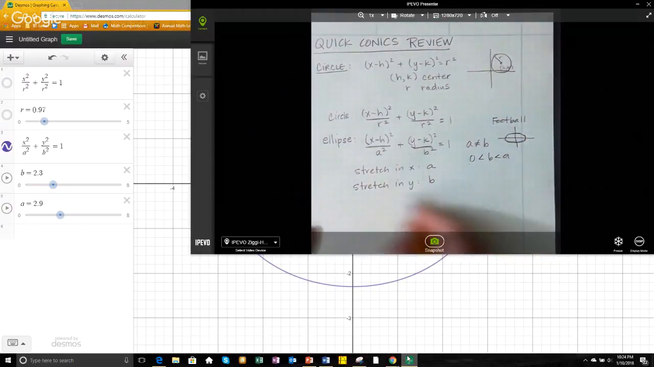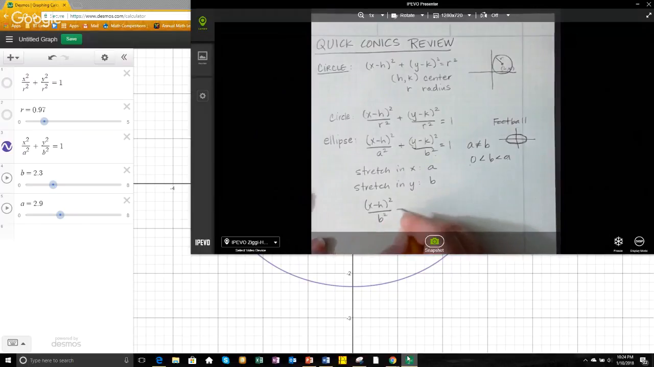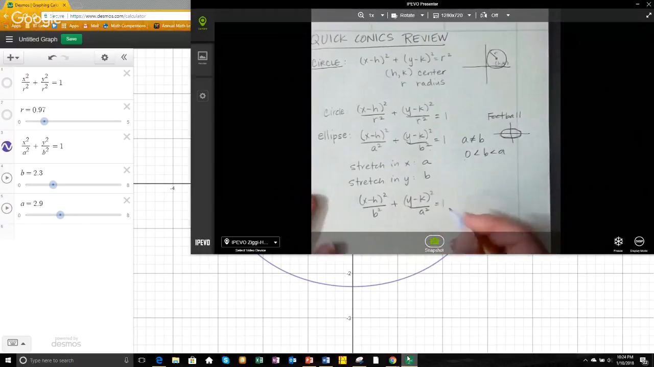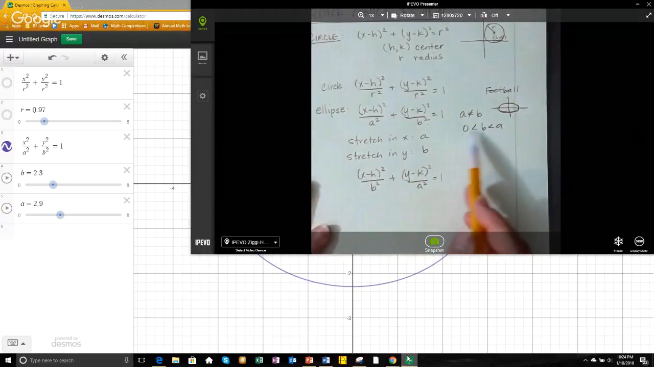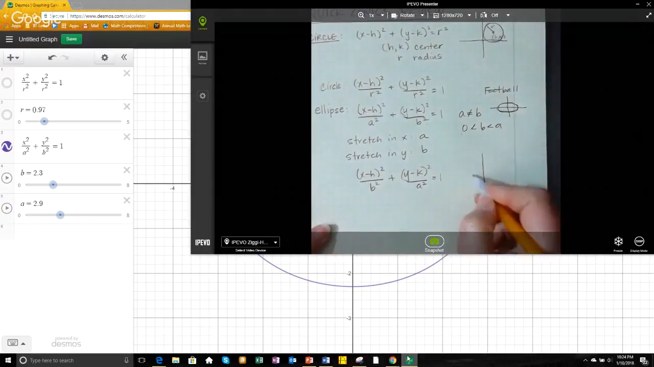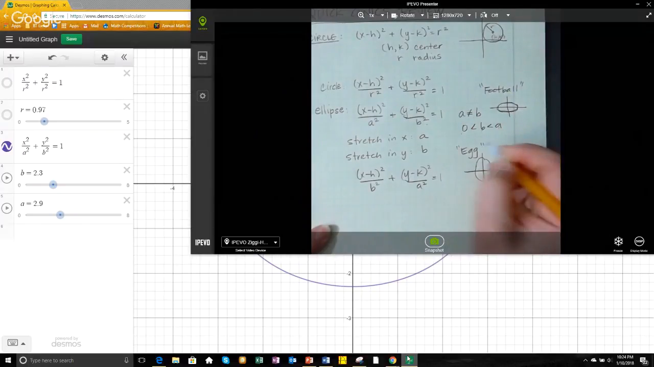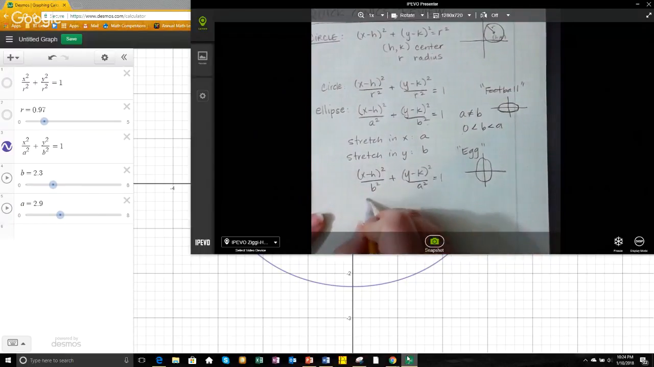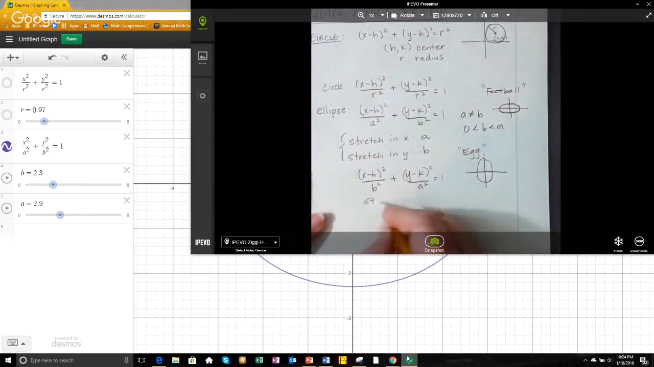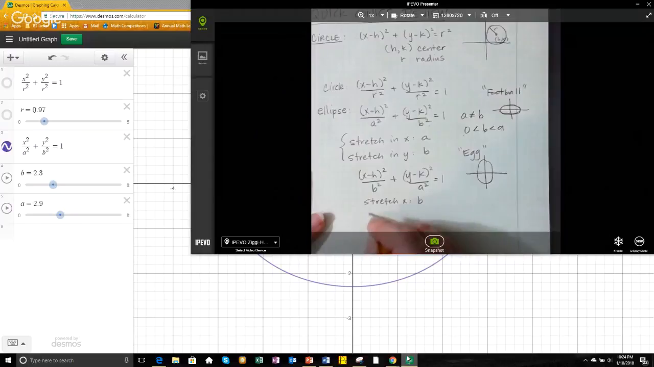shape. And then the other form would be (x minus h) squared over b squared plus (y minus k) squared over a squared equals 1. And this hierarchy still applies. And so the larger stretch now in this case is going to be in the y direction. So that one's a football, and this one we call the egg, because it's a bigger stretch in the y department. And so the stretch in the x direction, in this case, is b, and the stretch in the y direction, in this case, is a.